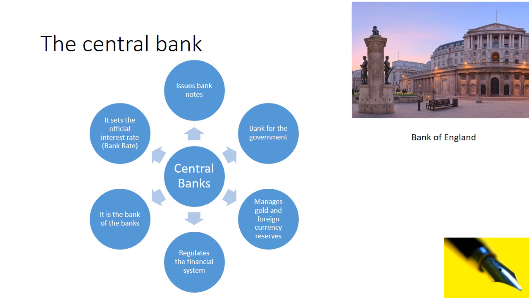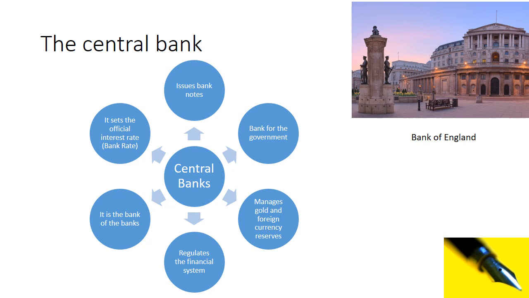The Bank of England has got other roles that are very different to high street banks. They issue bank notes. So in England, at least, the only institution that can issue bank notes is the Bank of England. Although we call it the Bank of England, it is actually the central bank for the whole of the UK economy. So that includes England, Scotland, Wales, and Northern Ireland.